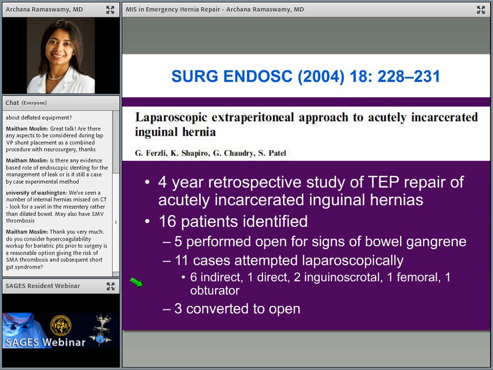This, again, just shows us some nice pictures, I think, where you can see an incarcerated femoral hernia here, reduction of it, and you can see the small femoral hernia defect. These were ones that were repaired with mesh plugs. Now we're going to move on to ventral hernias.